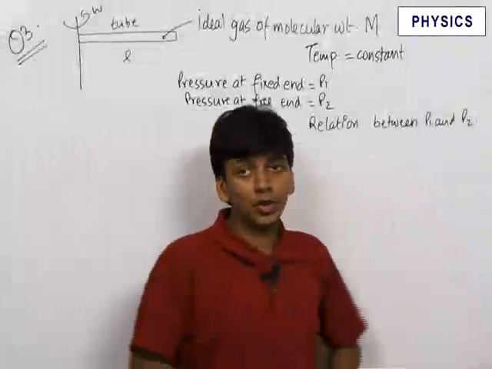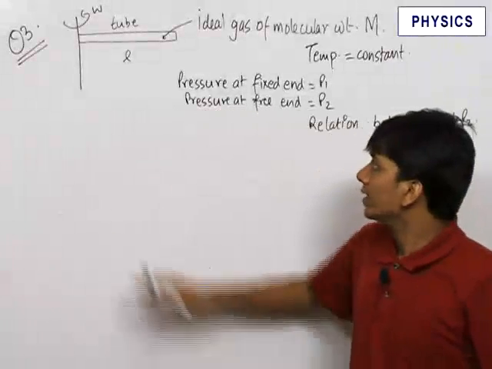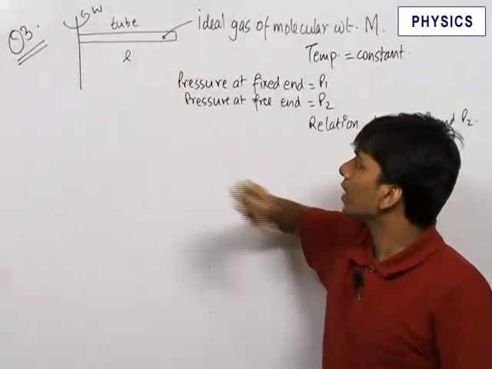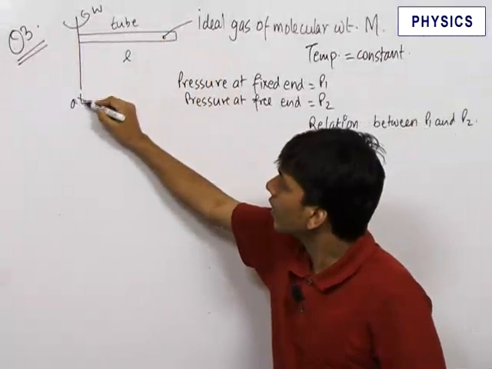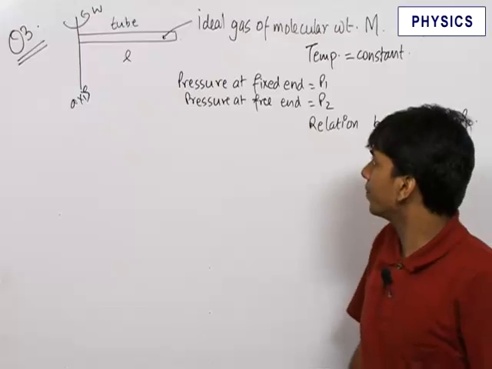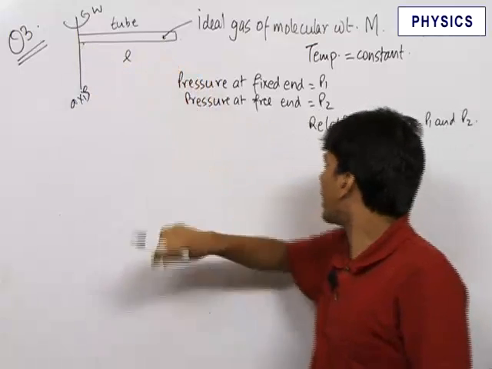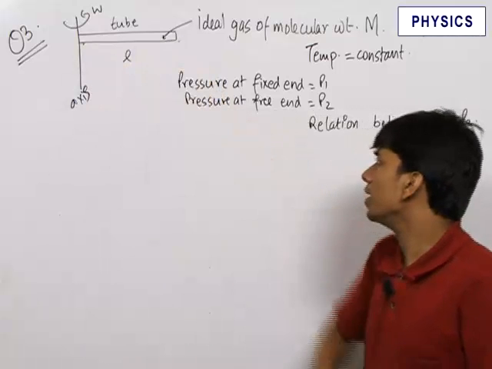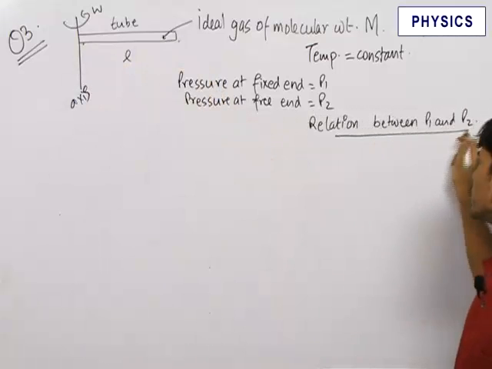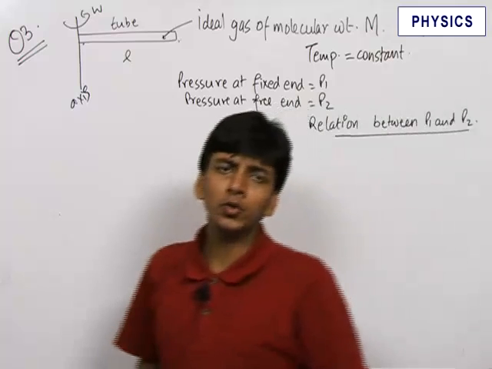Here's another interesting and important question that we have. This is a tube containing an ideal gas which is revolving about this axis with an angular velocity equal to omega. The pressure at the fixed end is given to be P1 and the pressure at the free end is given to be P2. We need to find out the relation between P1 and P2.